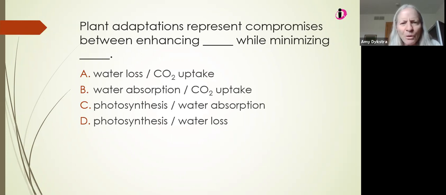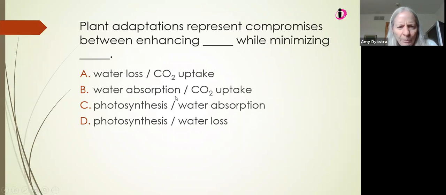Alrighty, so most of you said D, which is the correct answer. Plants want to maximize photosynthesis while minimizing water loss. At least one person put A, but this is kind of backwards. They want to minimize water loss while maximizing carbon dioxide uptake. So that one's backwards.